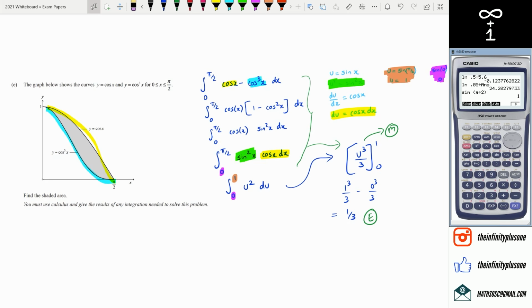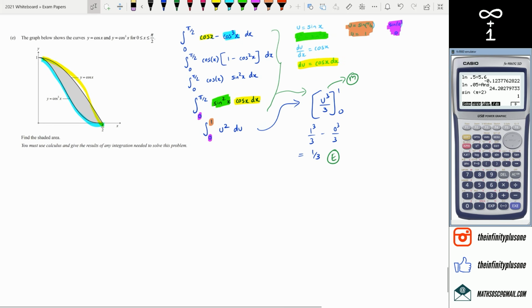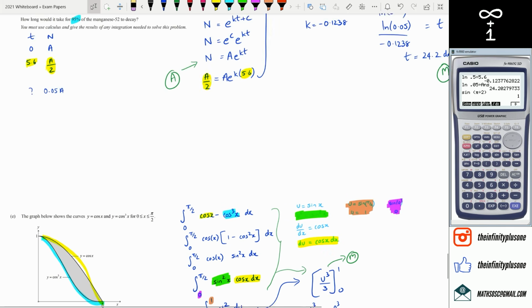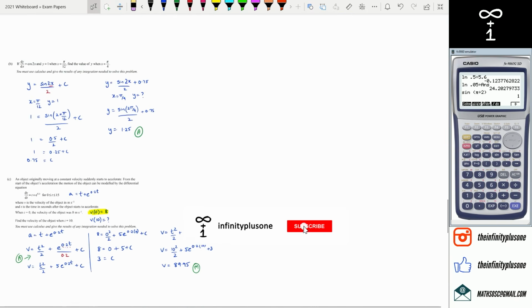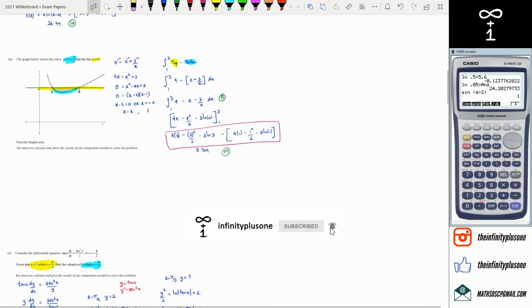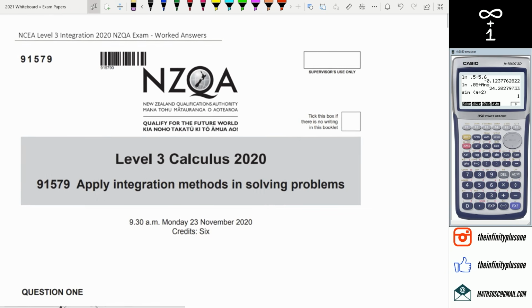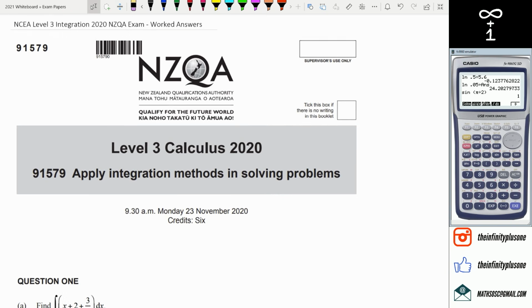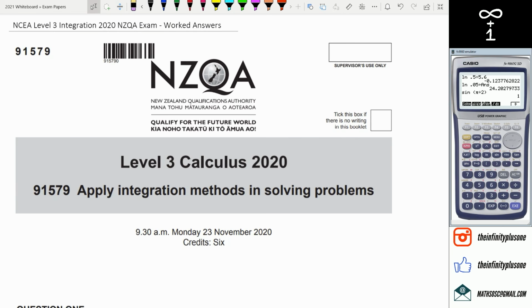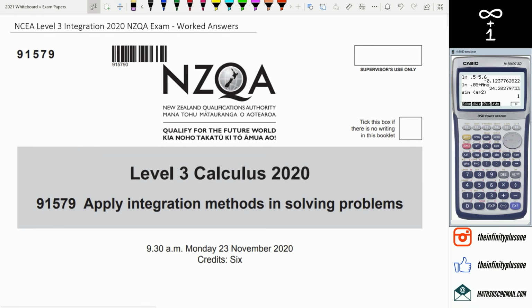All right, guys. That is the end of question 3. Overall, I don't find the paper too challenging. I have to say, compared to tables, equations, and graphs from 2020, this integration paper is actually a bit of a walk in the park.